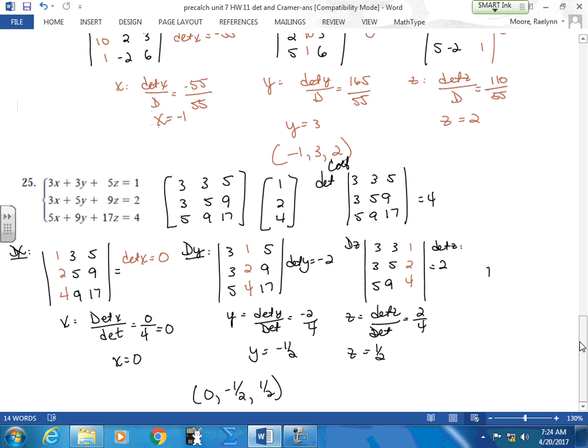So find the determinant of the big one. You probably should keep this a capital D. And then the determinant of all the little guys. And then divide them out. And get your solution.